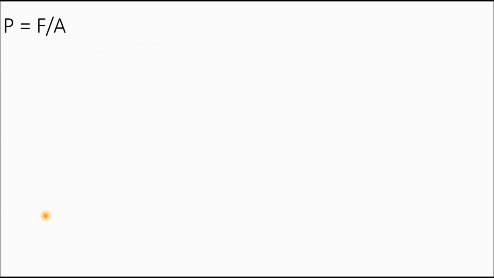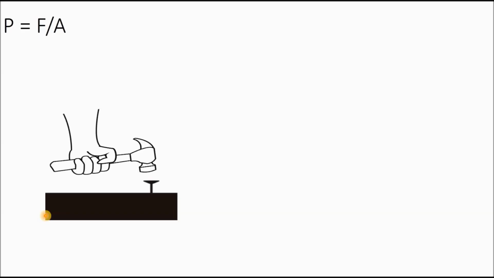So mathematically speaking, P is equal to F by A. F is the force or thrust, and A is the unit area. I will take one example to show the relation between F and A with respect to pressure.